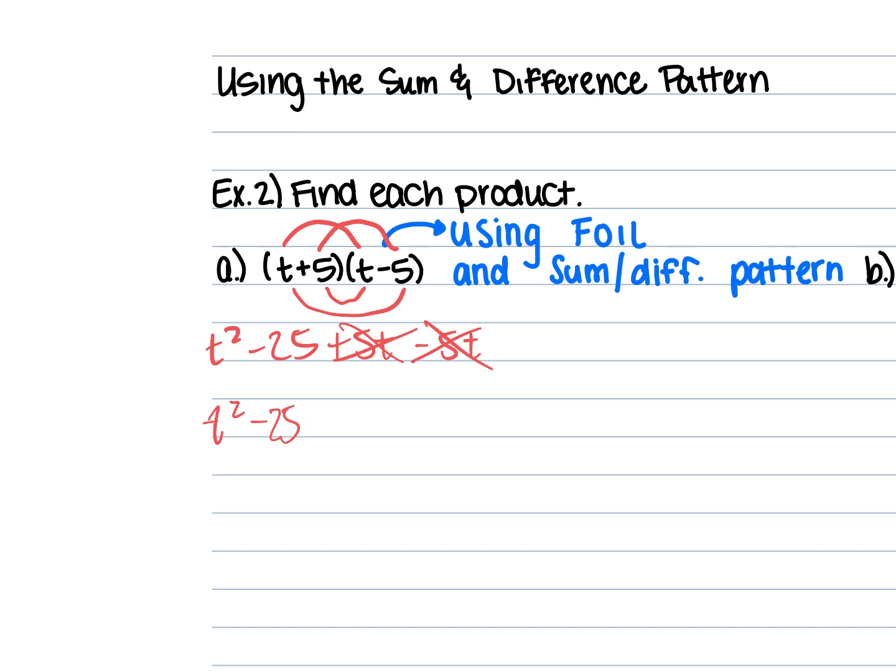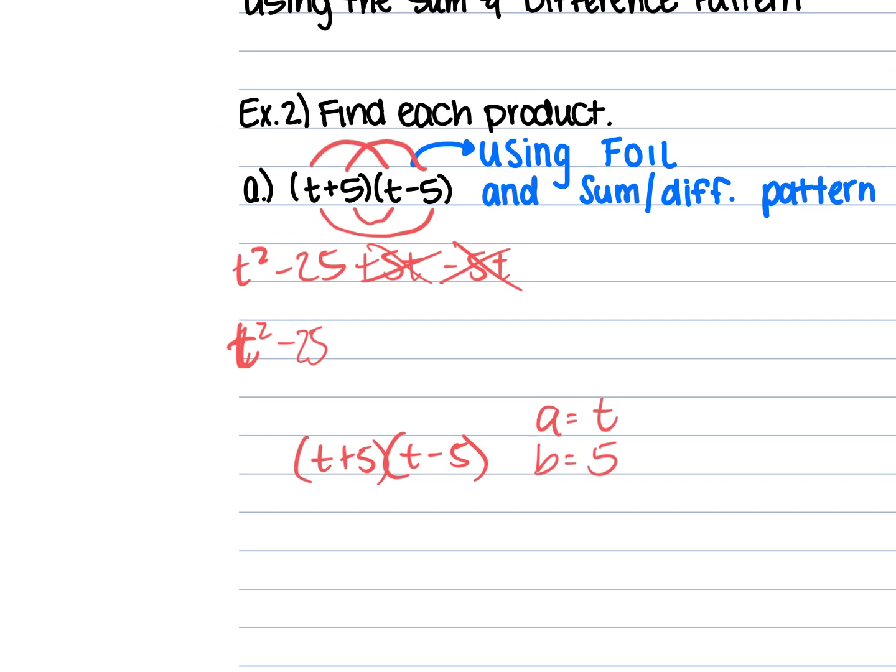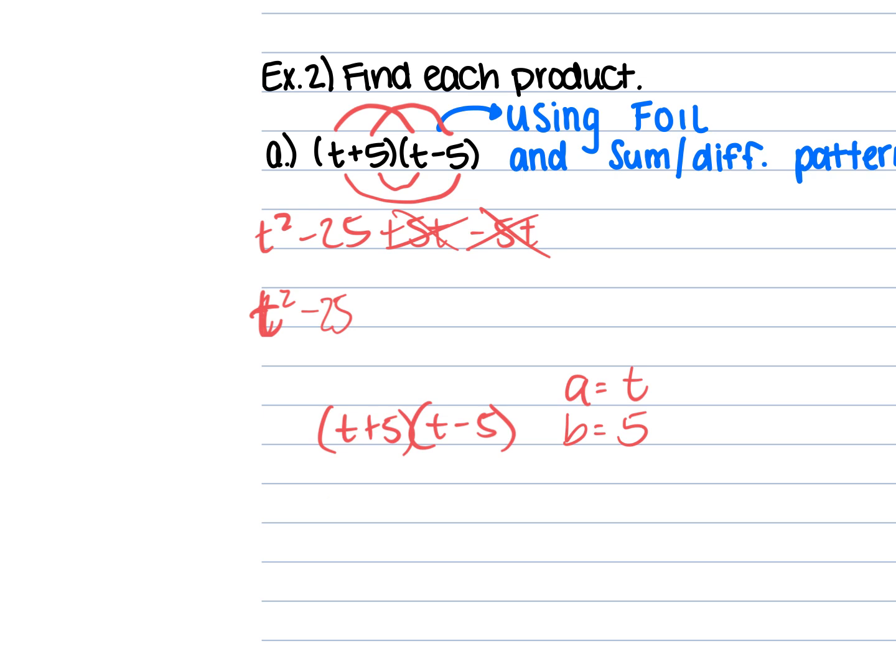Okay, so that's a T, by the way. I know, my handwriting's sloppy. Okay, let's do the sum and difference formula. T plus 5 and T minus 5. What's my A value, people? T. What's my B value? 5. A squared: T squared. Minus, what's your B squared? 25. That's it.